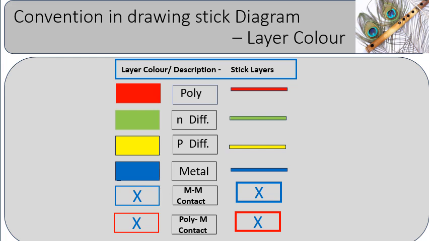NMOS diffusion layer is shown by green. PMOS diffusion layer by yellow. Gate polysilicon by red. Metal is normally drawn in blue. Contact is identified by X, that is, a cross. Via is shown with two enclosed differently colored squares. N-well or P-well implant is shown by a dotted outline, usually shown for PMOS.